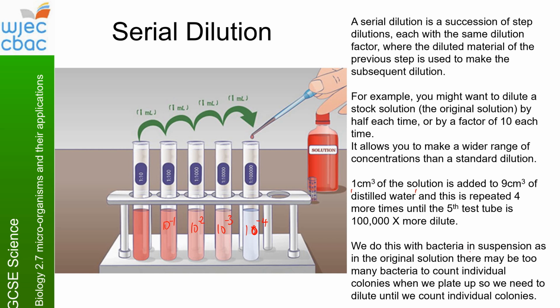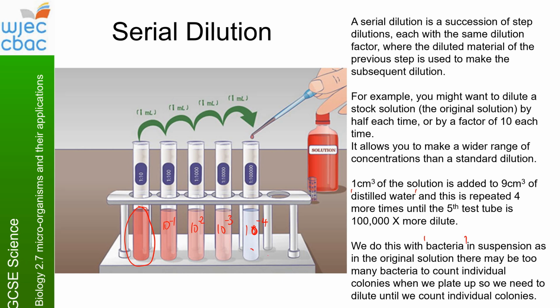So we do this with bacteria in suspension, and from our previous video we said the reason why we do it with bacteria in these solutions is because in the original solution there might be so many bacteria that when you pour it onto the agar plate, it just becomes almost like a white creamy mass of bacteria. You cannot count the individual colonies. So by carrying out a serial dilution, we know exactly how many times we have diluted it.